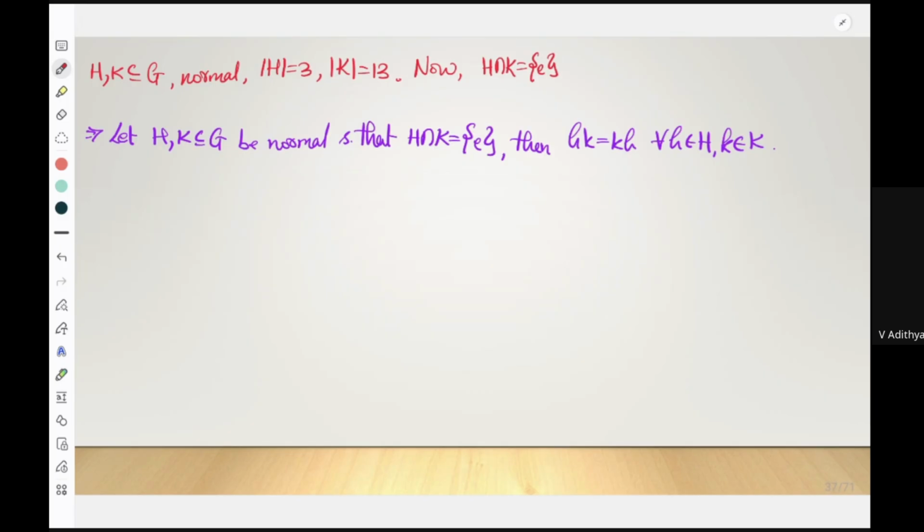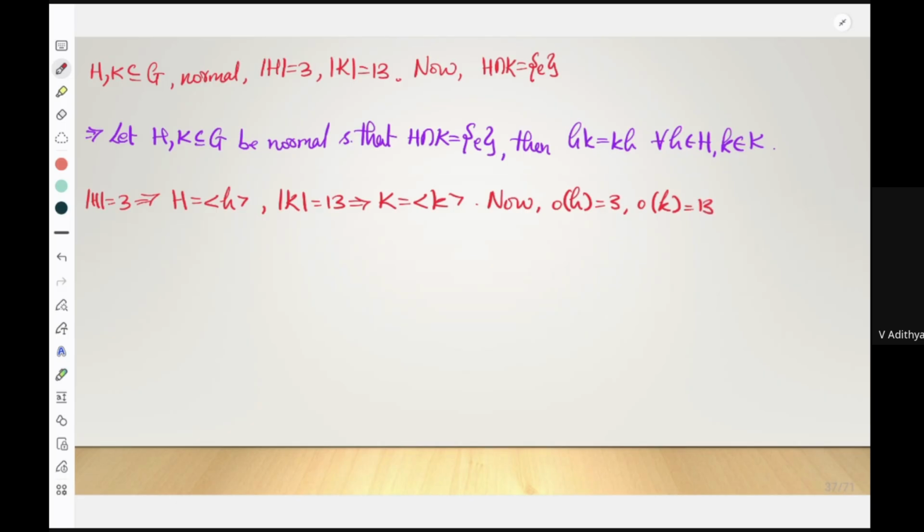Anyways, so H is a subgroup of order 3. So order of H is 3, which implies H is generated by h because it's cyclic. Any group of prime order is cyclic. Order of K is 13, which implies K is generated by k. Now, order of h is 3 and order of k is 13. And now by this result, they commute.